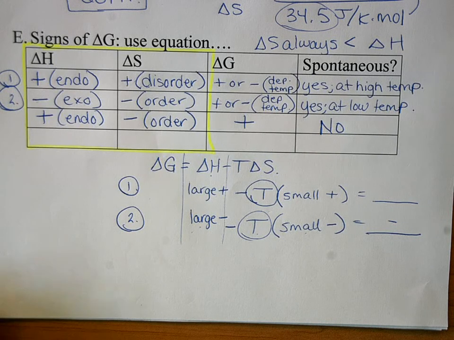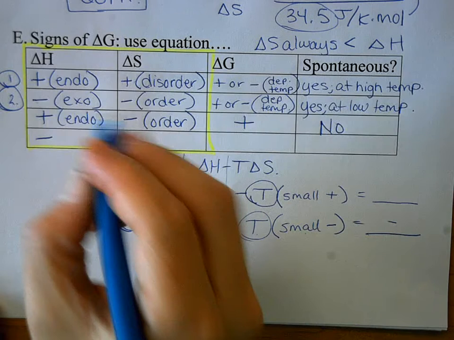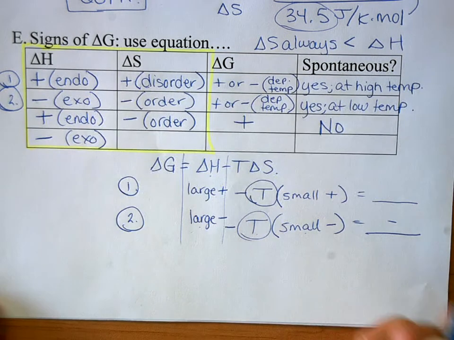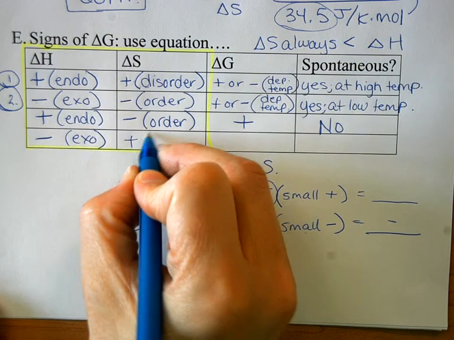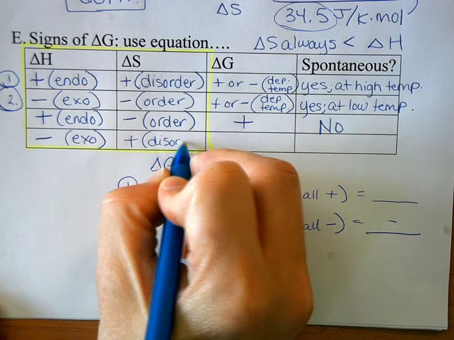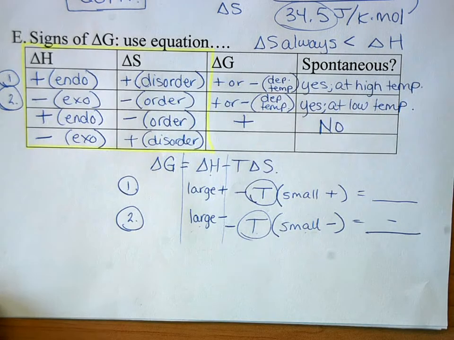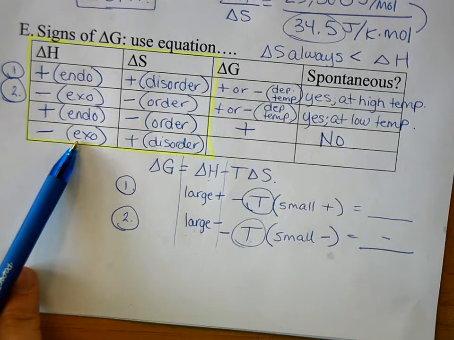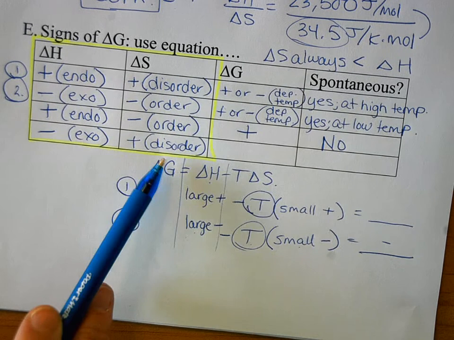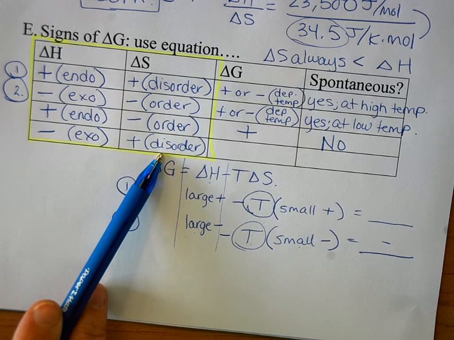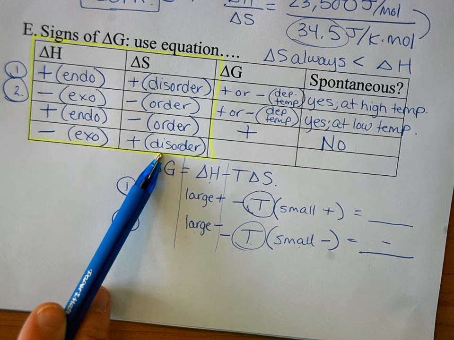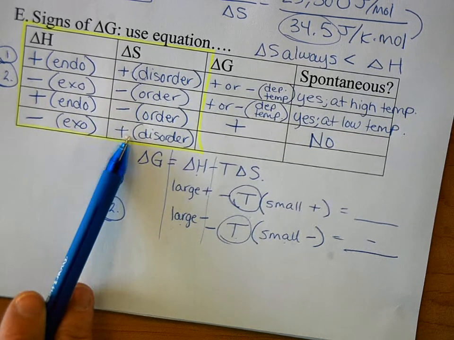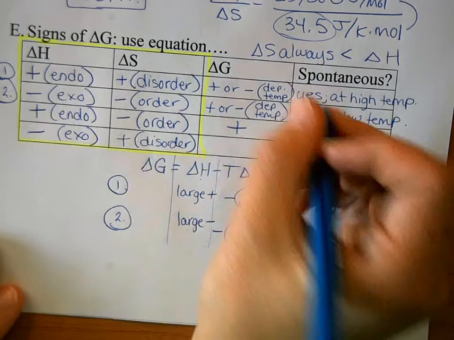Okay, if delta H is negative, which is exothermic, and delta S is positive, exothermic reactions are always spontaneous. Disorder is always spontaneous. This is the way things want to go. Both of those things are favorable and spontaneous, so my delta G will be negative. Those will always be spontaneous.